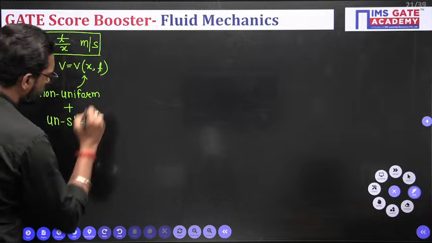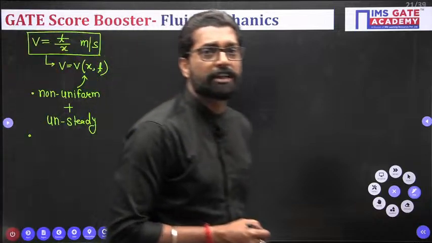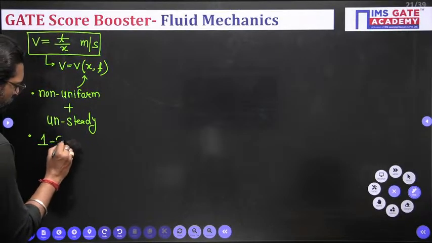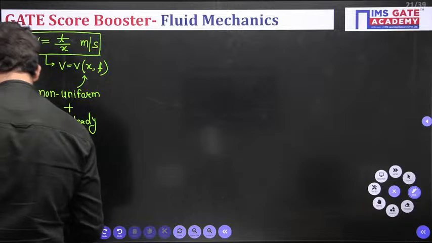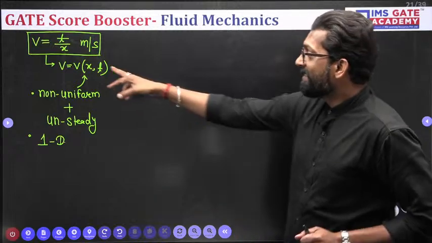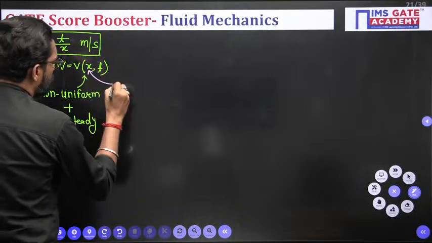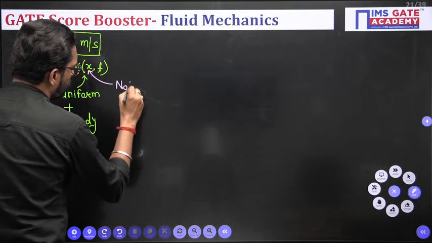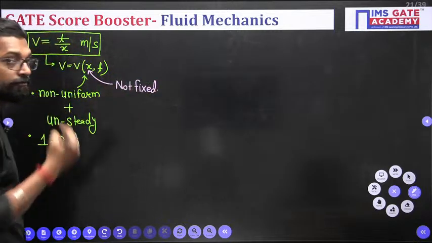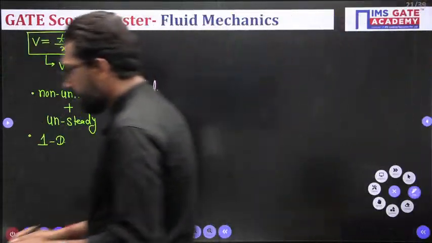Number second, is this velocity one dimensional, two dimensional or three dimensional? This velocity is a one dimensional velocity. Okay, there is something to observe. My dear, this x is changing continuously with respect to time. It is not fixed. x is 1 meter, x is 2 meter, x is changing with respect to time.